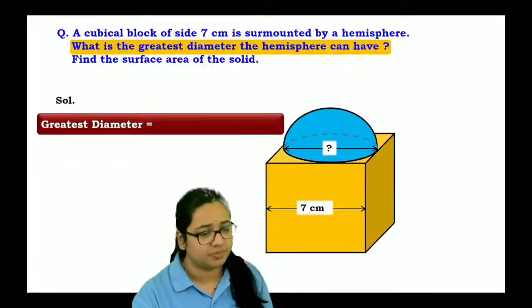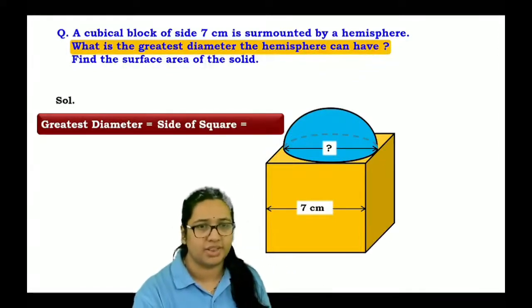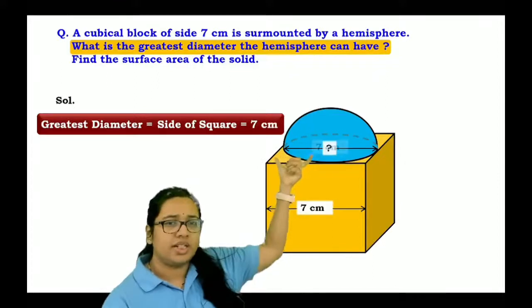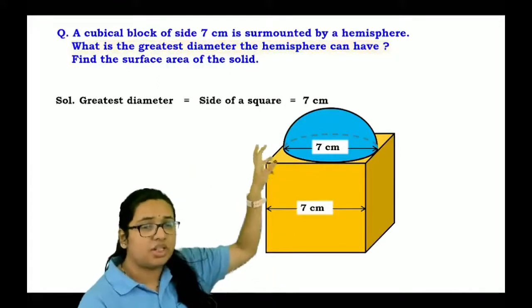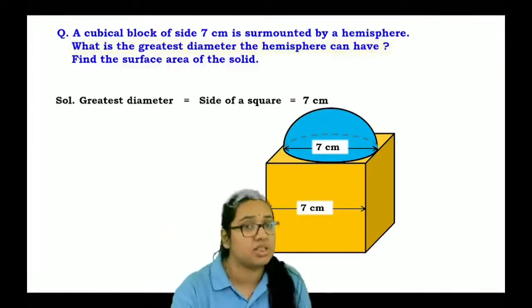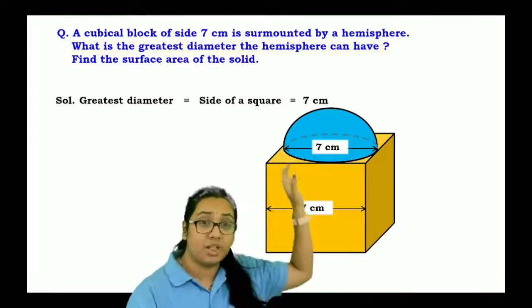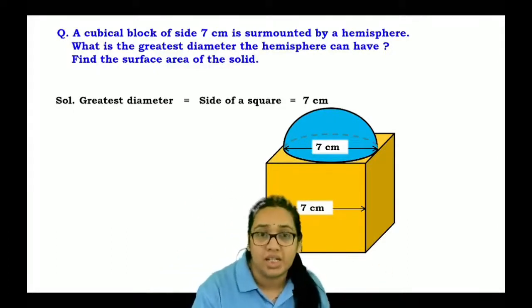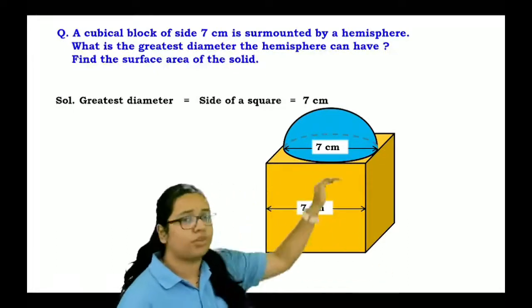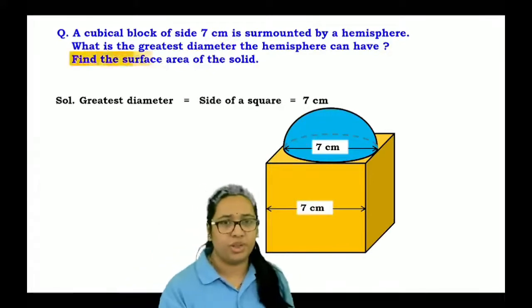Are you getting this one? Obviously, right? The side is 7 centimeter, so the greatest diameter will be 7 centimeter. It means now we have the diameter of the hemisphere. If we want to find the radius from the diameter, we just have to divide it by 2. Are you getting this one?